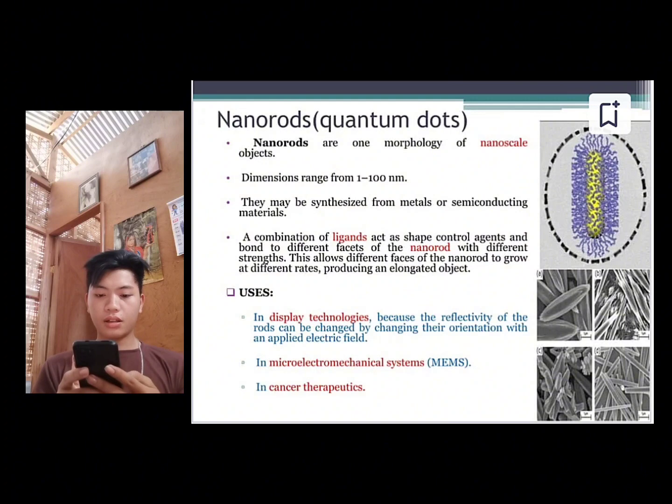So these are the uses of nanorods. The first is in display technologies, because the reflectivity of the rods can be changed by changing their orientation with an applied electric field. The second is in microelectromechanical systems. The third is in cancer therapeutics.